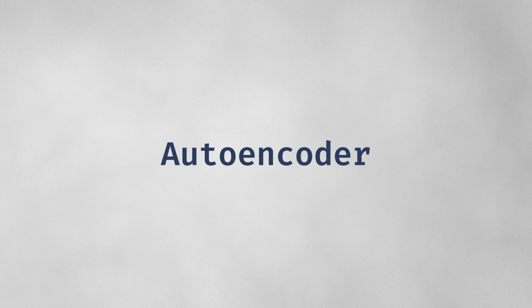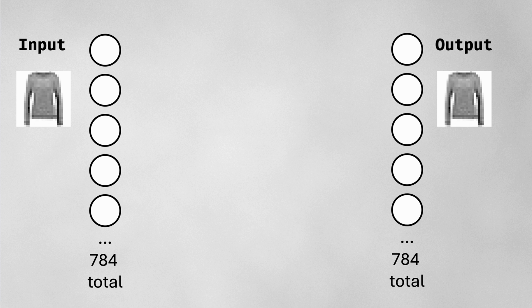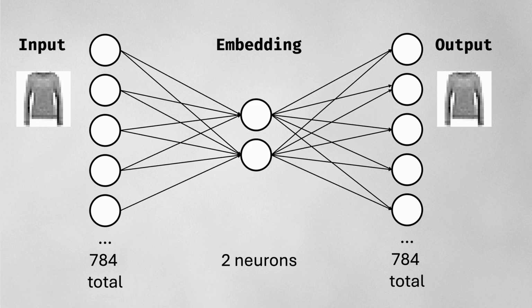Let's look at an example of an autoencoder. The input of the model is a grayscale image of an item of clothing. It has 28 by 28 pixels, which means we use 784 numbers to describe it. The target output is that same exact image. But in between, we want to compress the information down into two numbers, and then expand it back up to something that's as close as possible to the original image.